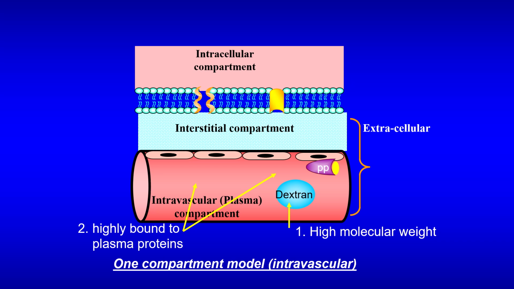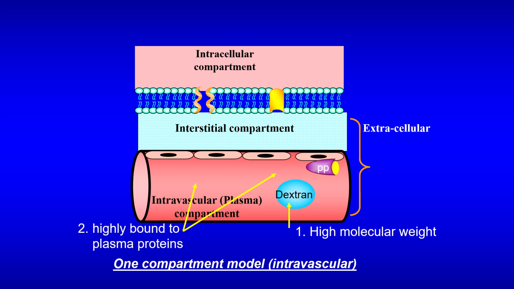One compartment model. Certain drugs have characteristics that cause them to remain predominantly within the intravascular compartment. Drugs with high molecular weight cannot easily pass through capillary walls into tissues, keeping them within the blood plasma.